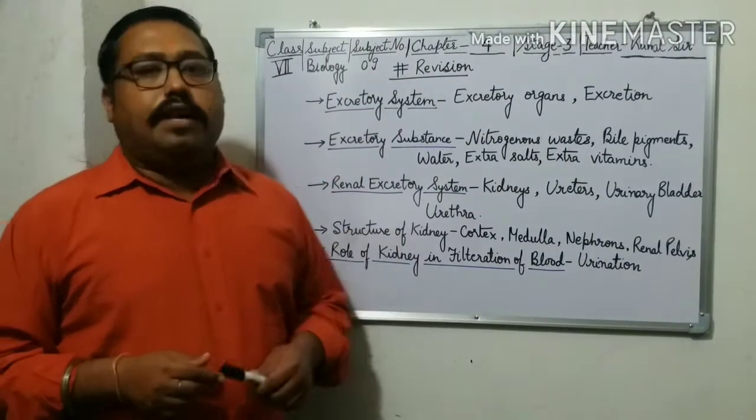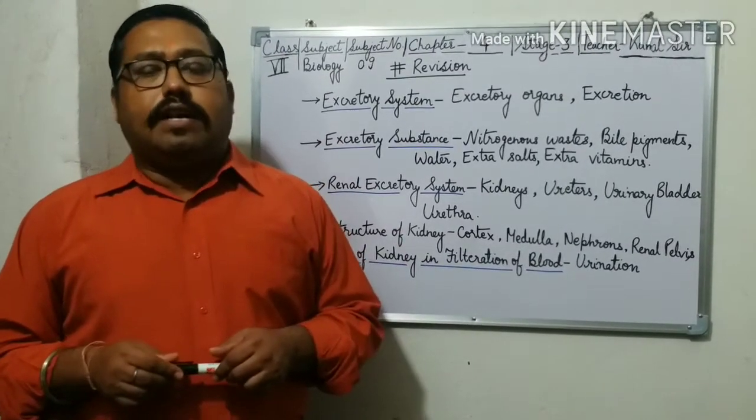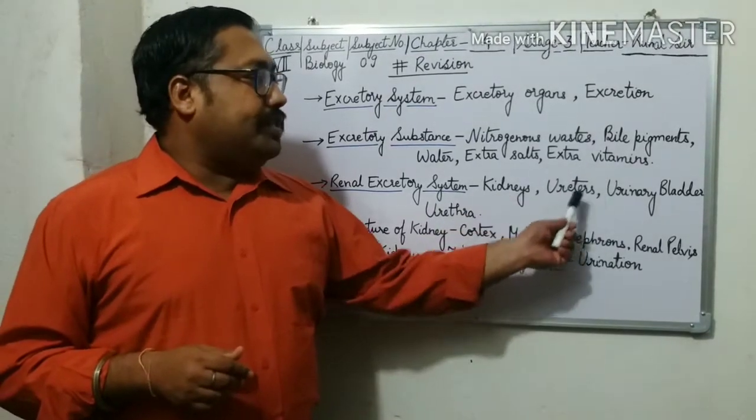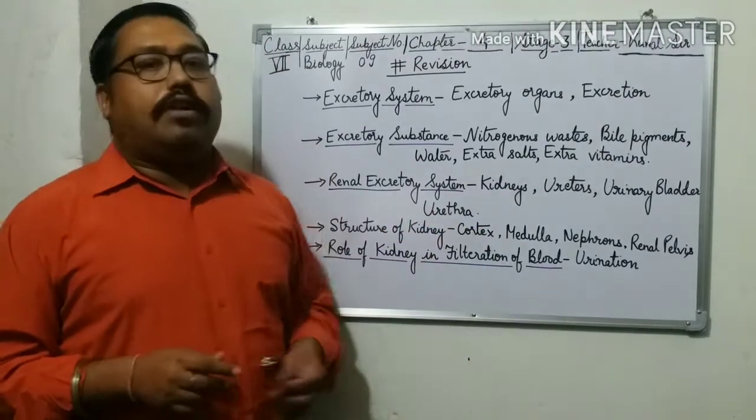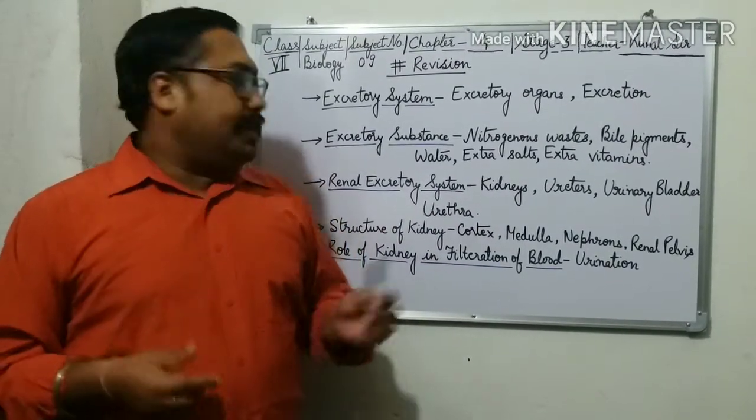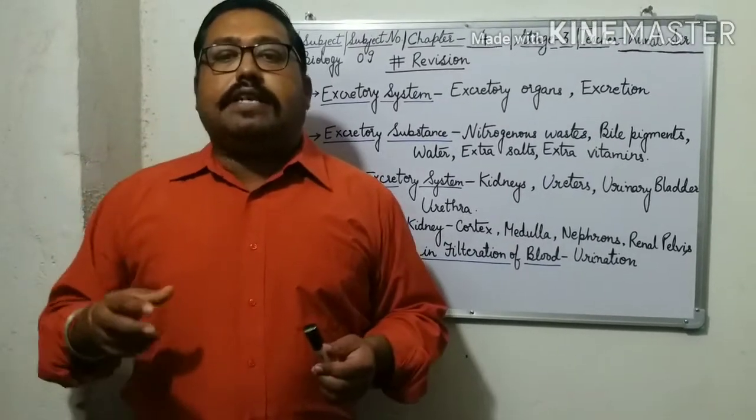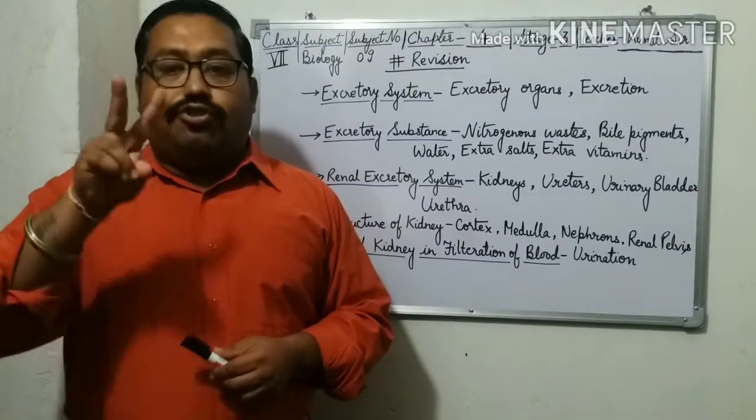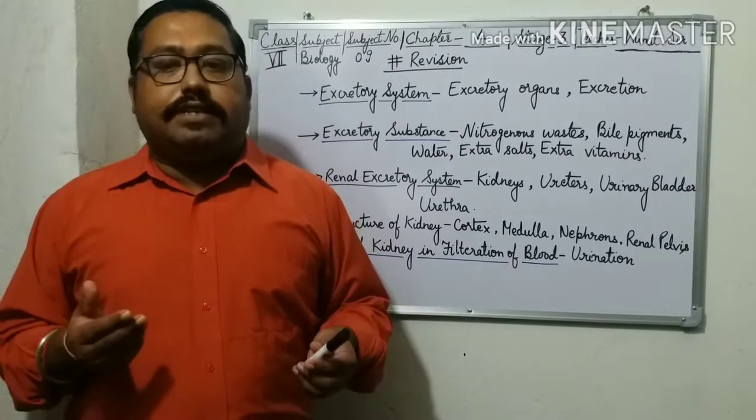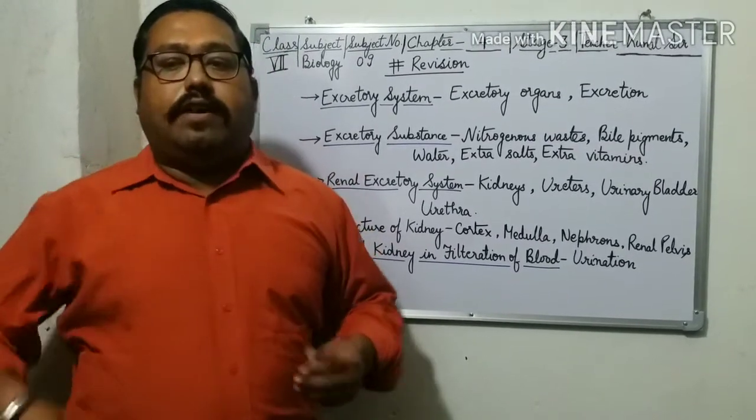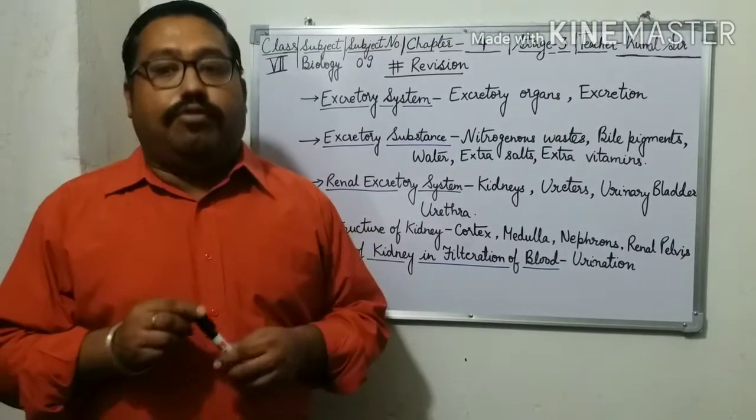Now let us discuss the renal excretory system. What does the renal excretory system consist of? There are organs like kidneys, ureters, urinary bladder and urethra. These all 4 organs together create the renal excretory system. What are the kidneys like? Kidneys are 2 reddish brown bean shaped structures. Where are they located? They are located at the back of the abdomen, one on either side of the backbone.